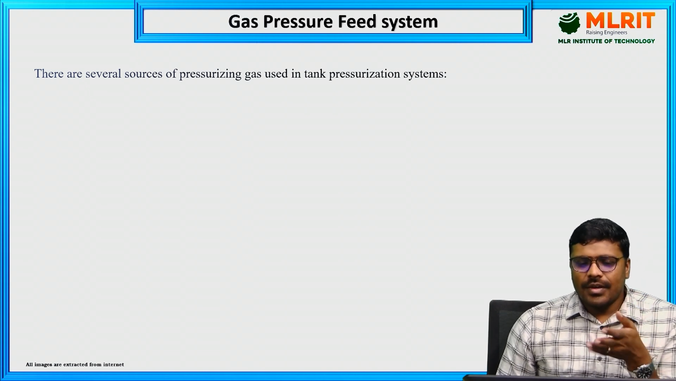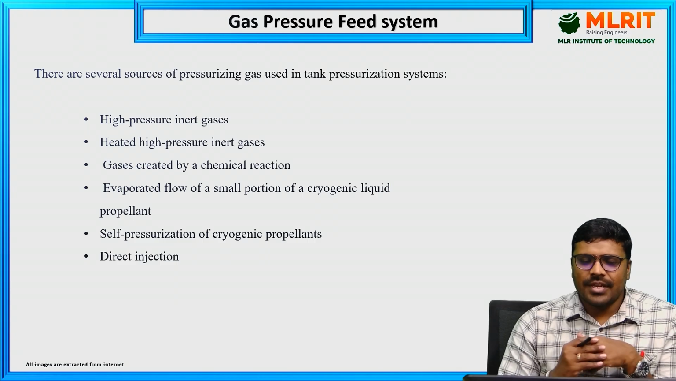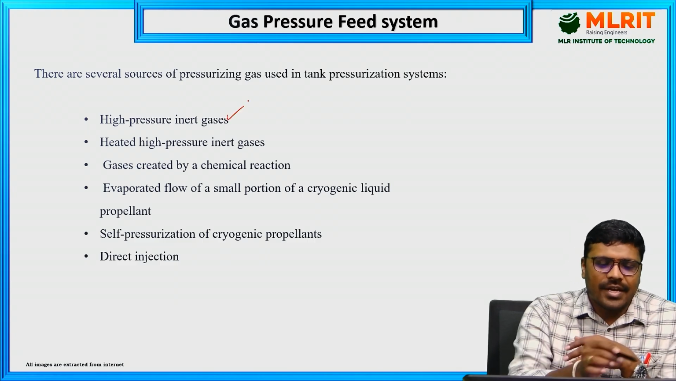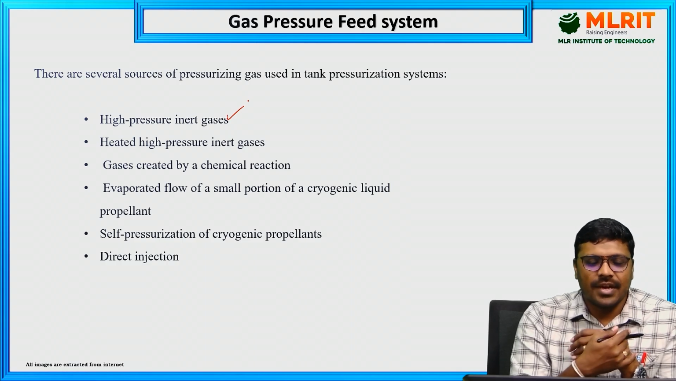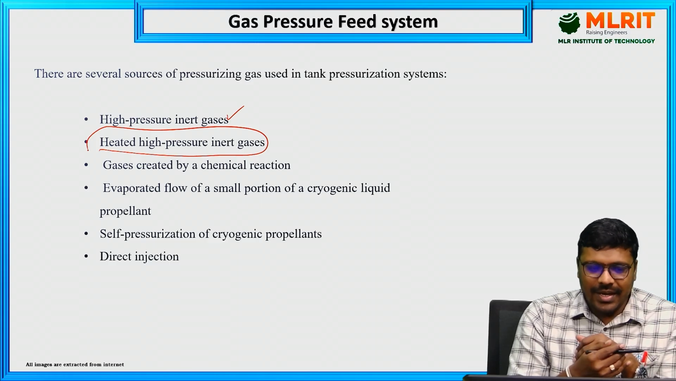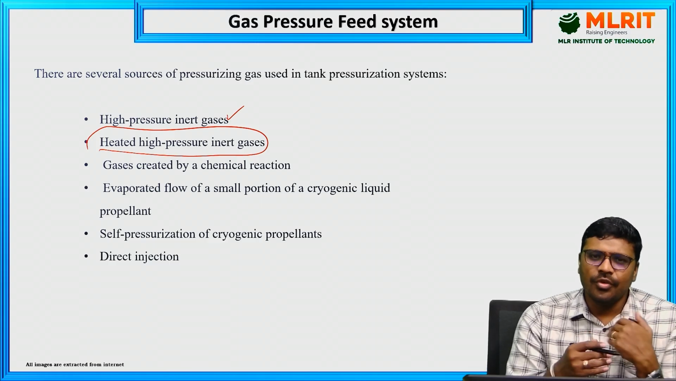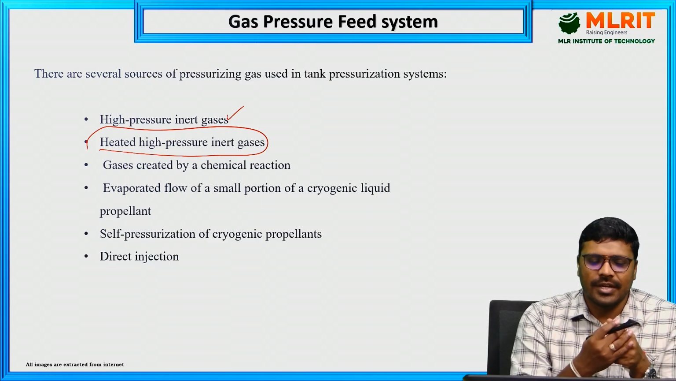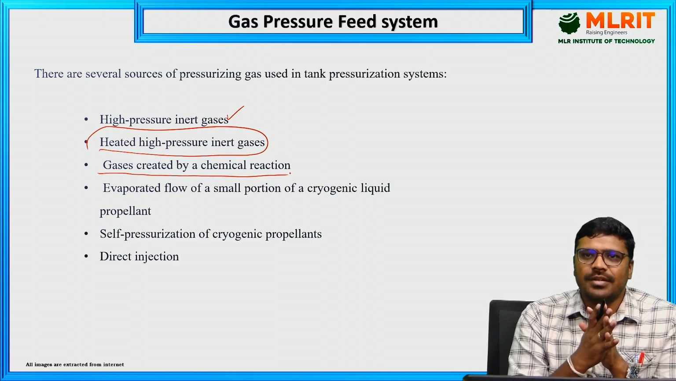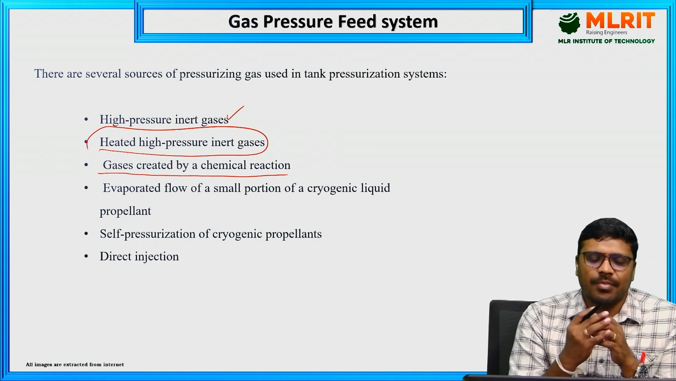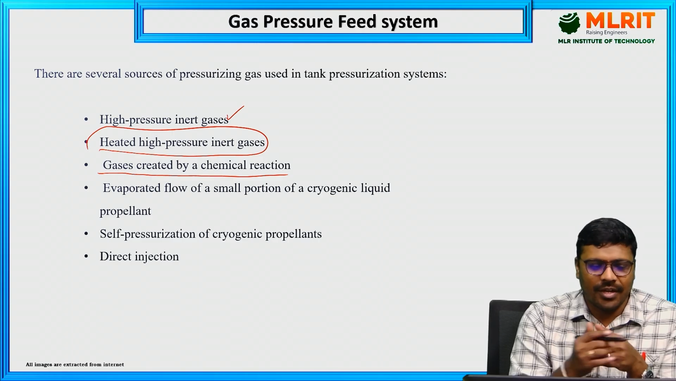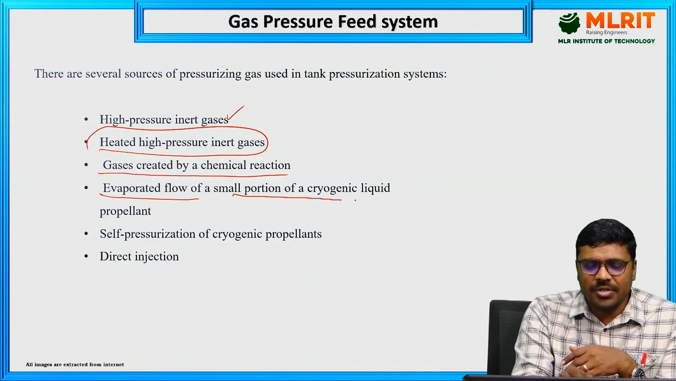Okay, tank pressurization systems are there. There are different methods of pressurizing the tank. Coming to the high pressure inert gas, we can use high pressure inert gases, and even sometimes we can maintain heated high pressure inert gases. We can heat the inert gases and send them to the propellant tanks. Sometimes in a monopropellant, a chemical reaction happens and pressure develops automatically in the propellant tank, and there is evaporated flow of a small portion of cryogenic liquid.